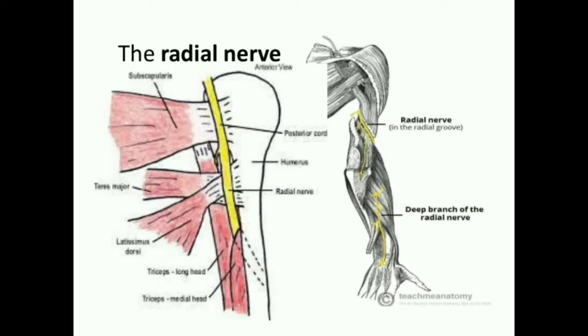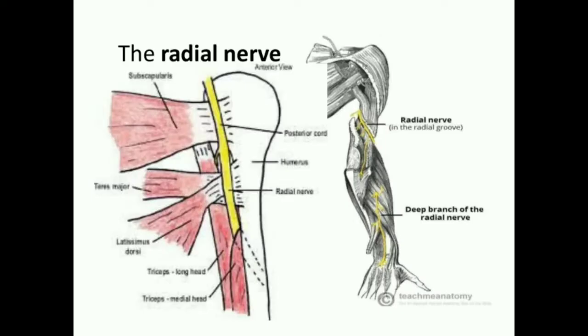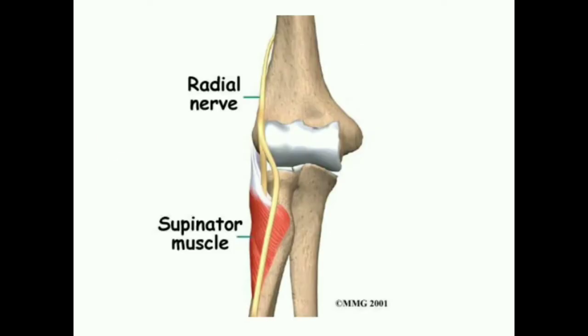Then it enters the radial tunnel, which is sometimes also called the supinator arch. There it gives a branch to the supinator muscle. Once it enters the supinator muscle, it officially becomes the posterior interosseous nerve. Here you can see that the radial nerve is giving a branch to the supinator muscle. Then it descends the posterior compartment of the forearm to supply almost all the muscles of the wrist extensors.